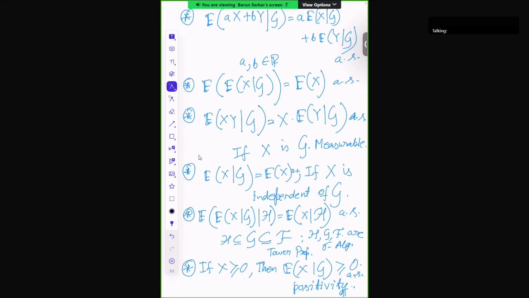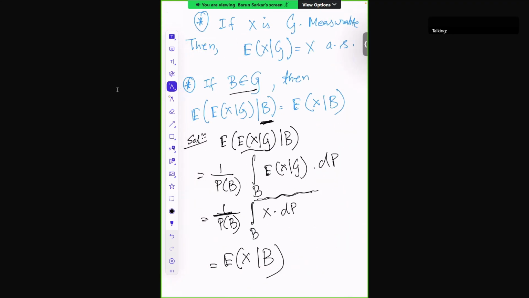So here we need this third property. You see, the conditional expectation of xy given g is equal to x times the conditional expectation of y given g if x is g measurable. So if x is g measurable, you can take that out. That is one thing we will use. And another is this: if x is g measurable, then the conditional expectation of x given g is equal to x.